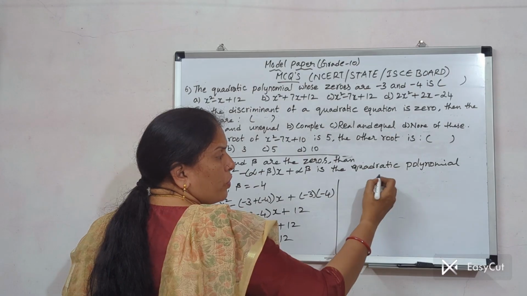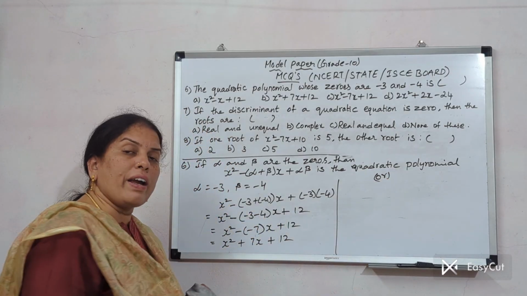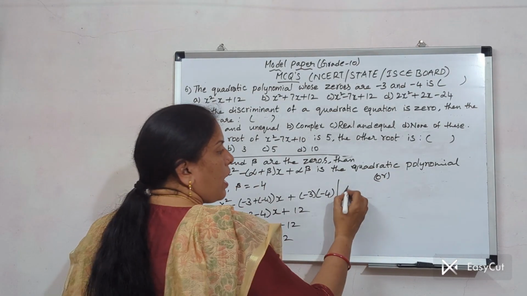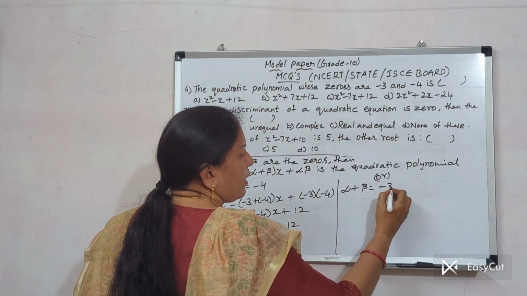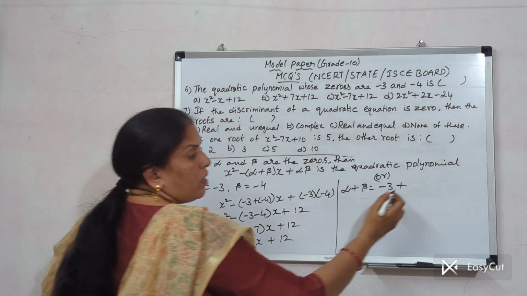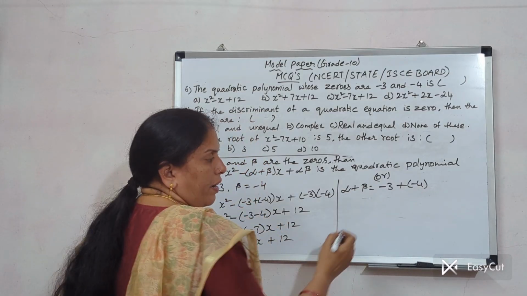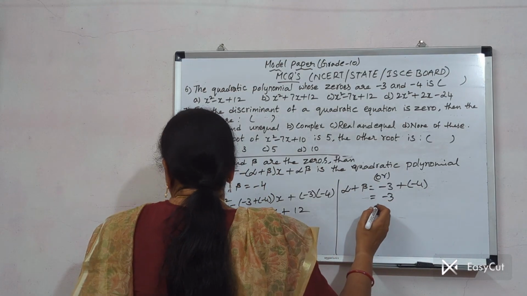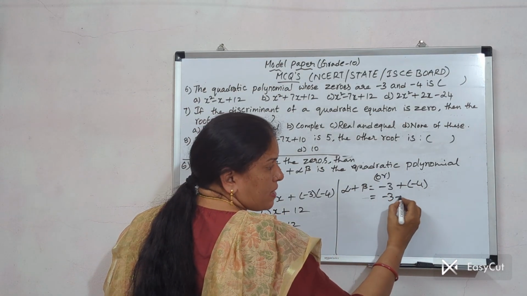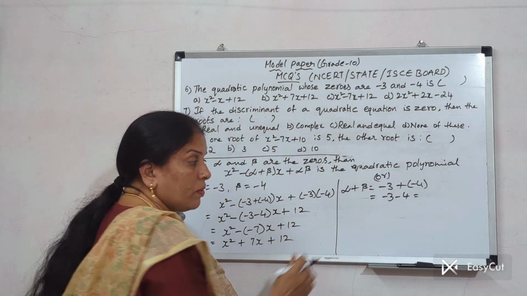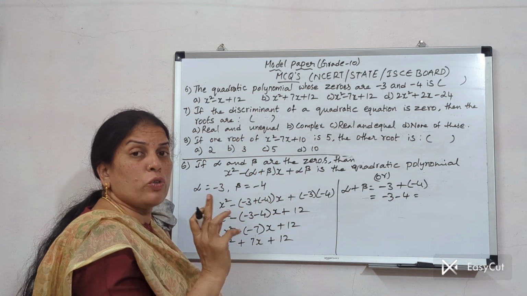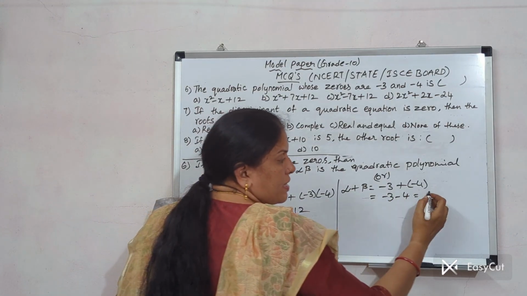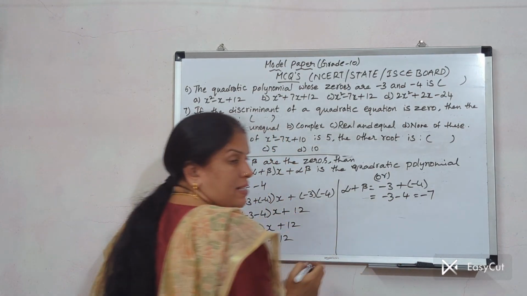Or you can do it another way also. You can find alpha plus beta separately. Alpha is minus 3 plus beta is minus 4. Both have the same sign, minus into minus is plus, so you add. 3 plus 4 is 7, both are minus, so minus 7.